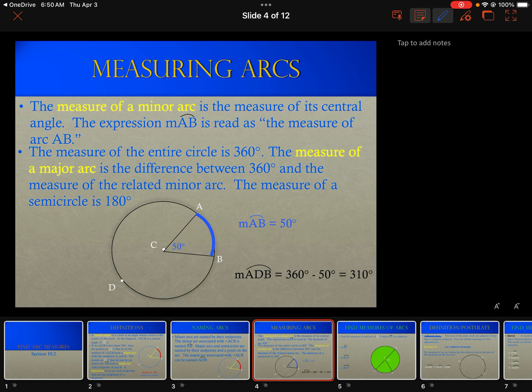Arcs also have measures. The measure of a minor arc is the measure of its central angle. So the expression, you would have a little m in front of arc AB. You read that as measure of arc AB. So look at arc AB, it's blue. Notice how the central angle there is angle ACB. It has a measure of 50. Well, the measure of that arc is also going to be 50.